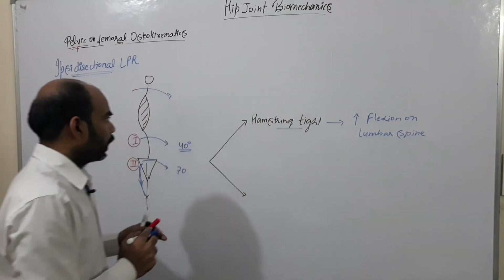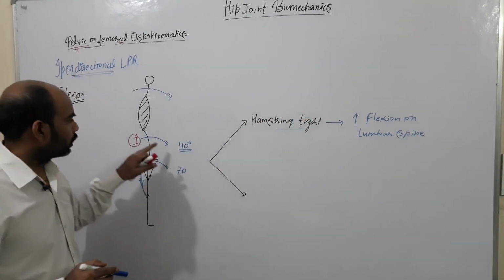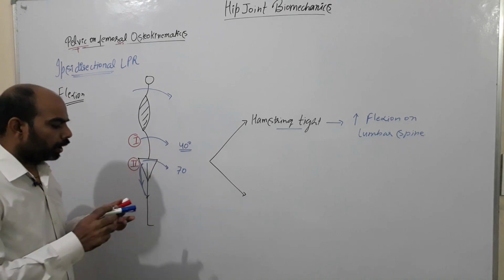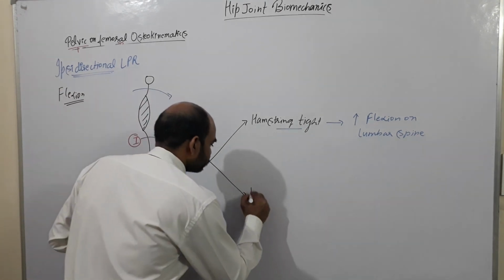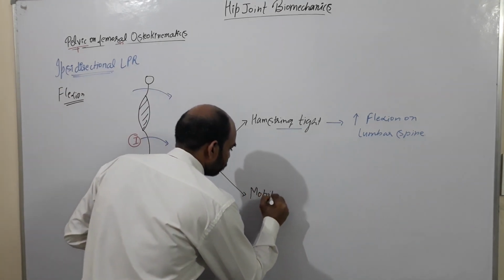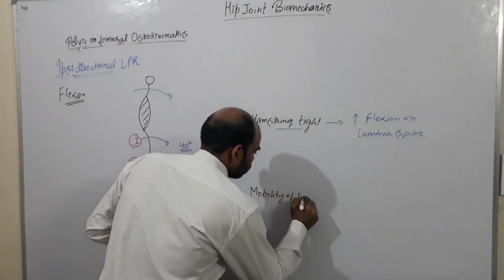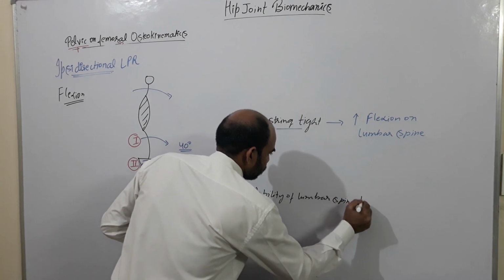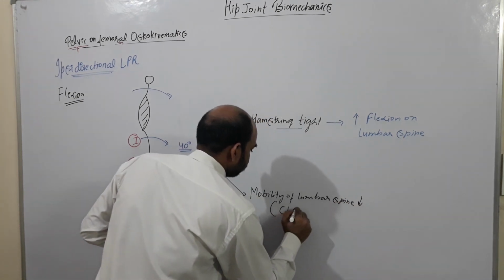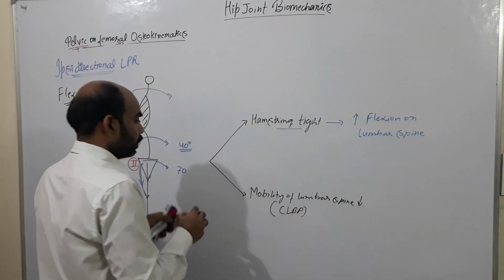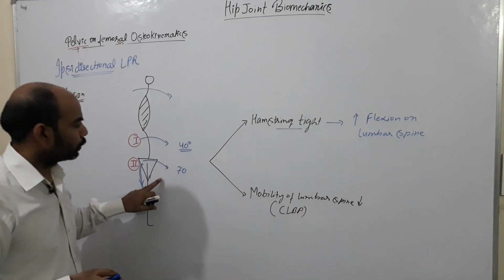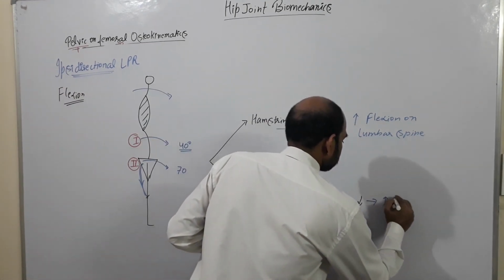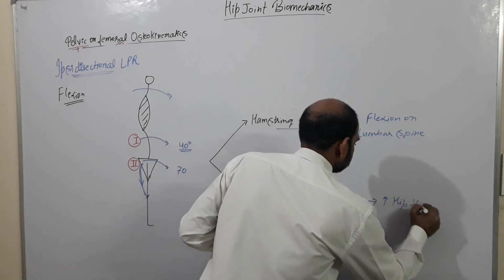And opposite to that, if the mobility of the lumbar spine is reduced, like in chronic low back pain, then to compensate for the movement, hip flexion is increased. So there is increased hip flexion.